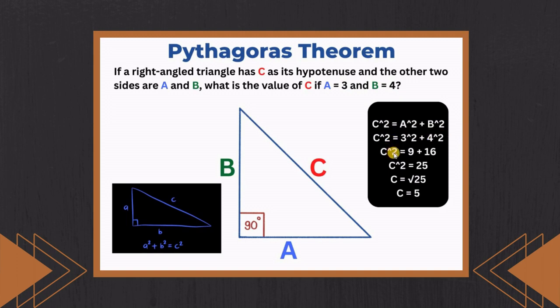So c squared would be equal to 3 squared, which is 3 times 3, which gives you 9, plus 4 squared, which is 4 times 4, 16. So c squared would be equal to 9 plus 16. 9 plus 16 is 25. So c squared would be equal to 25. And of course we want to find c. So c would now be equal to the square root of 25. And we know that the square root of 25 would be 5. So this is the answer.